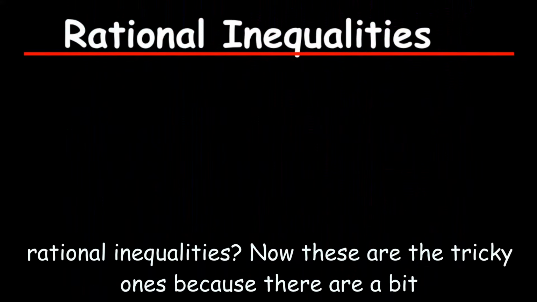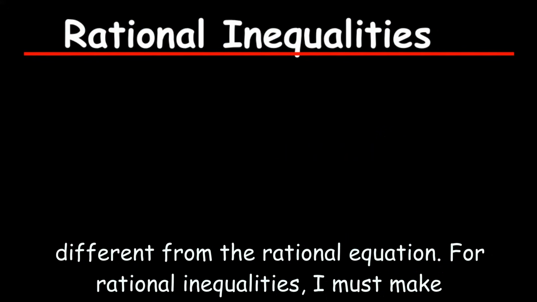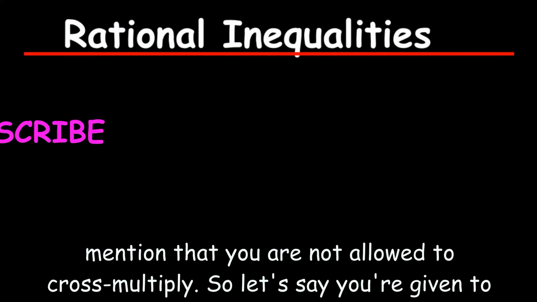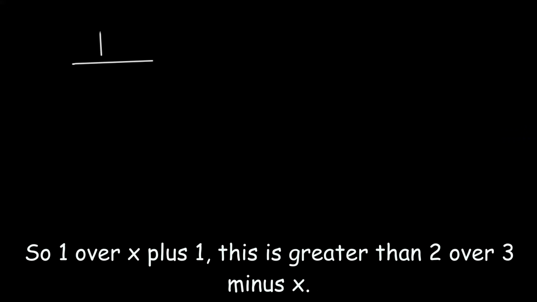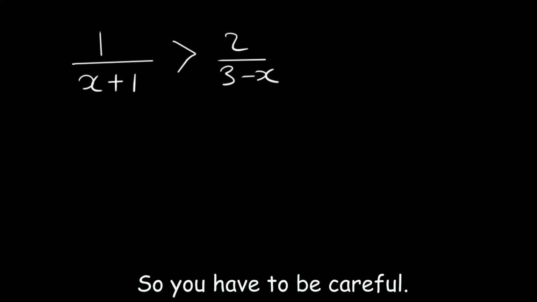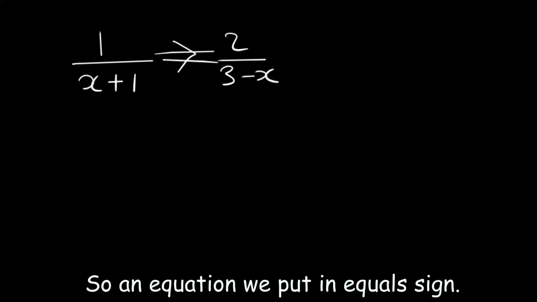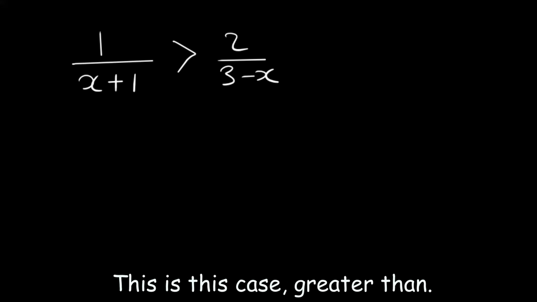But how do we solve rational inequalities? Now these are the tricky ones because they are a bit different from the rational equation. For rational inequalities, I must make mention that you're not allowed to cross multiply. So let's say you're given to solve 1 over x plus 1, let's say this is greater than 2 over 3 minus x. So we have an inequality there, so you have to be careful. In an equation we put an equal sign, but in an inequality we put an inequality symbol. In this case the greater than.